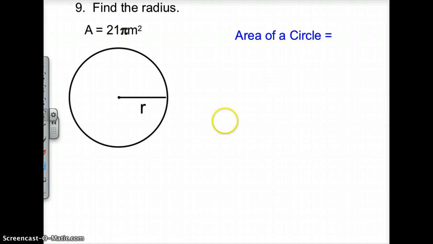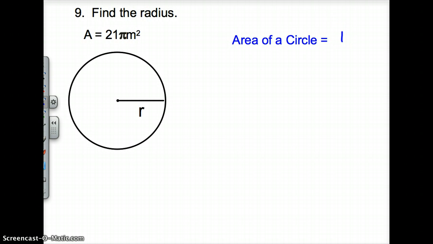And finally, we are asked to find the radius of this circle that has an area of 21 pi meters squared. And remember, the formula for the area of a circle is pi r squared. I'm going to plug the area of the circle that they give us into the words area of the circle. So 21 pi equals pi r squared. Now how do I get this r squared by itself? I have to divide by pi on both sides.